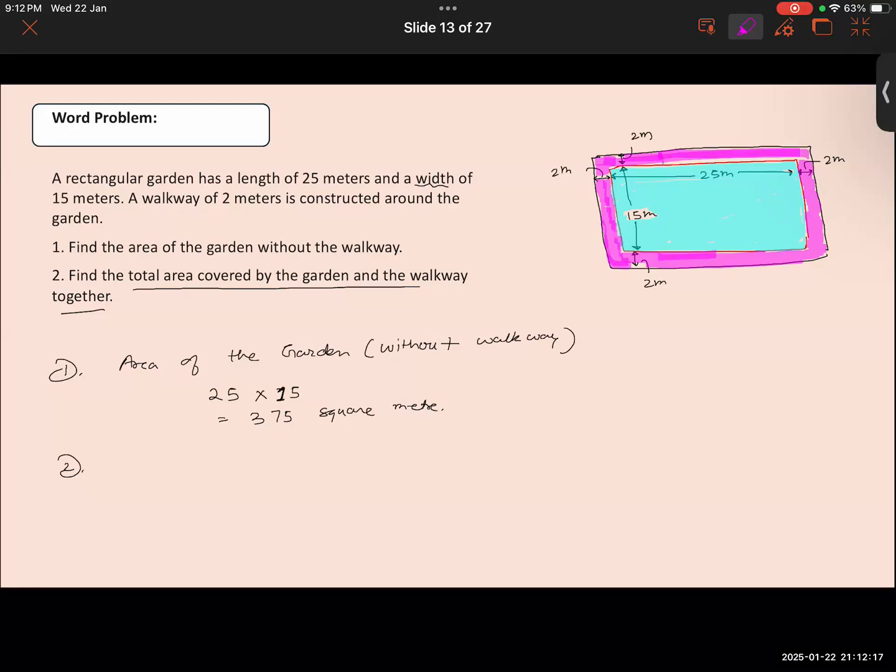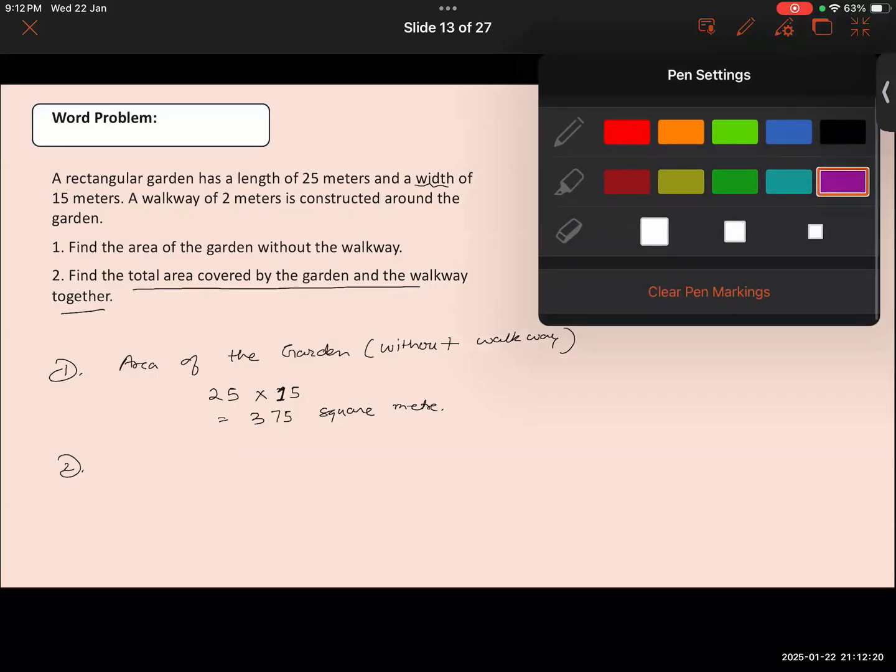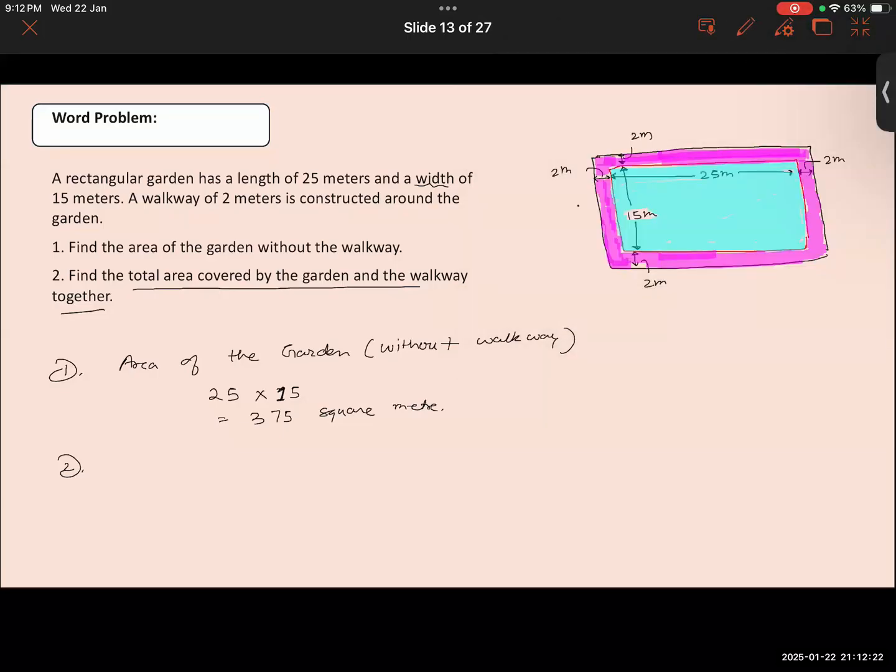So what would be the new length? Earlier it was 25. Find the total area covered by the garden and walkway. It won't be changed? Why won't it change? The total length is now going to be this. This one is going to be the total length now. Earlier, this much was the length, the one where I'm going to point. Now the pink region also has to be included from both the sides. So 2 meter from this side and 2 meter from this side.